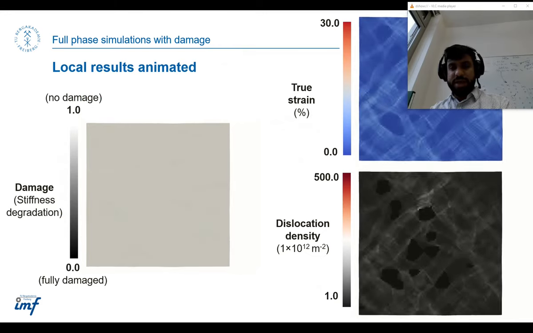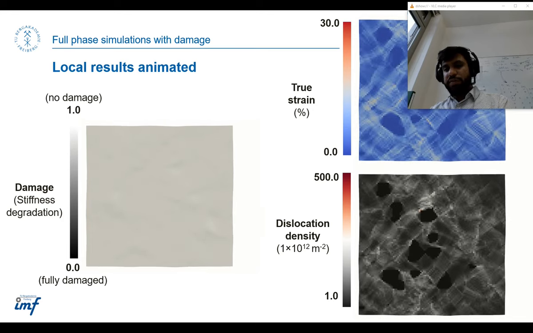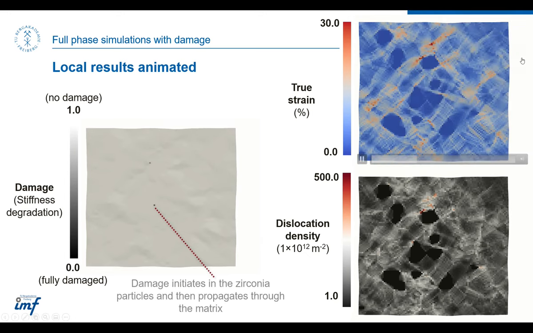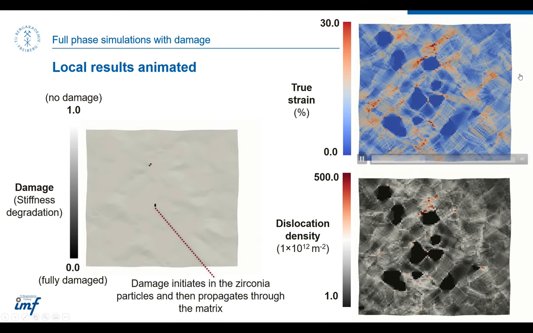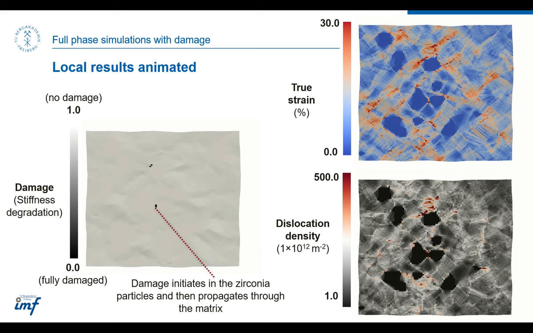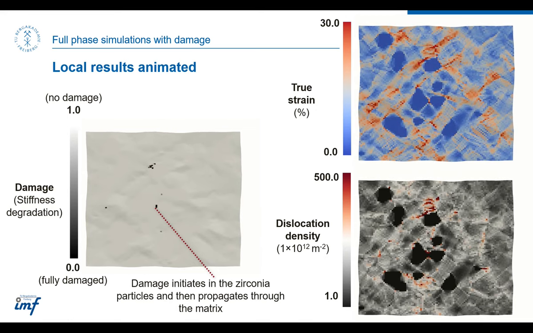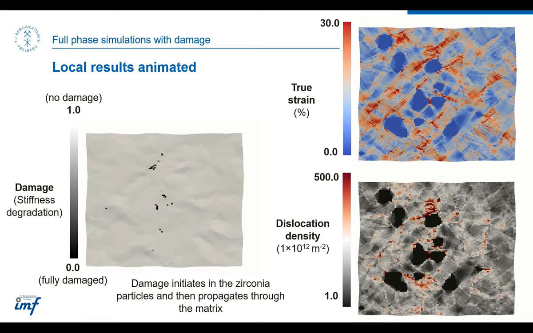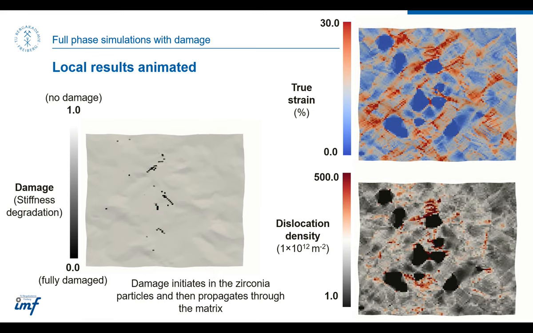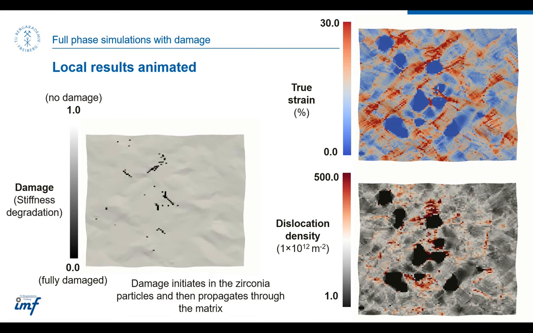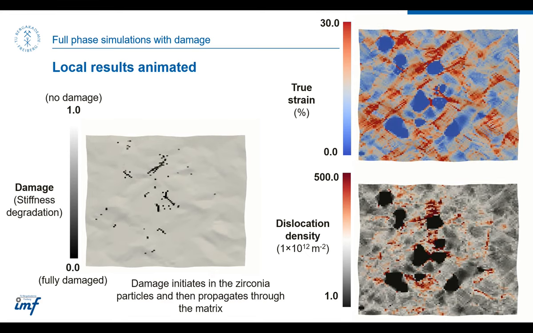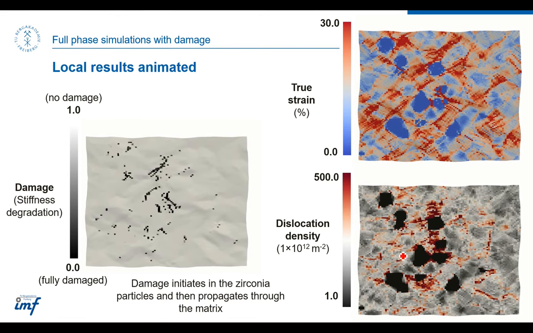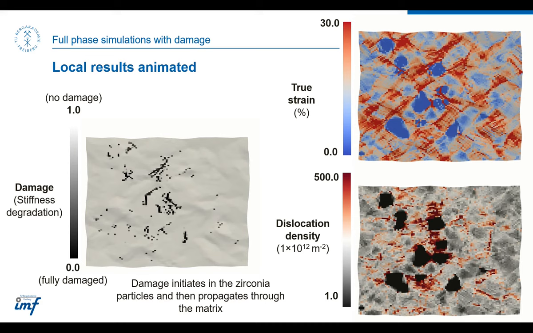So in this slide, we very nicely see that the damage initiates on the interface in between the two zirconia particles, where the interface is very minimum. Because of that, the strain between these particles excessively increases, and the dislocation density is also quite high. Then the damage continues to propagate, and the amount of true strain continuously increases significantly. We also see the dislocation density rising in this area.